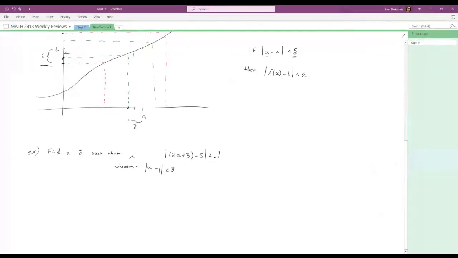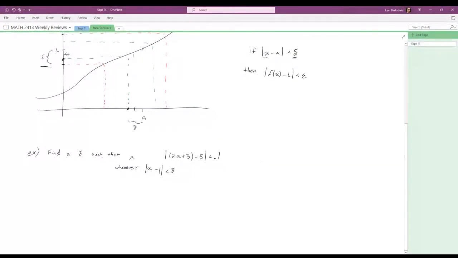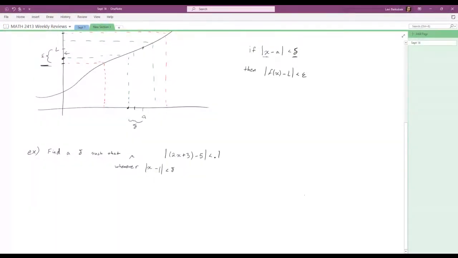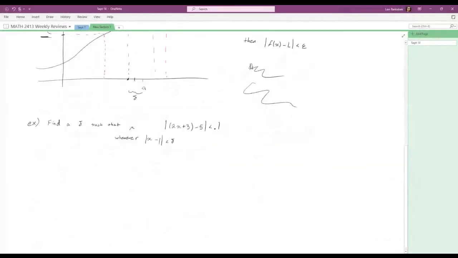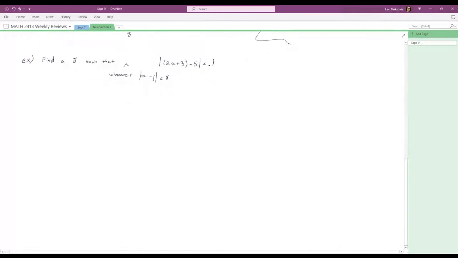Okay. So our example is to find a delta such that whenever the absolute value of x minus 1 is smaller than delta, then the absolute value of 2x plus 3 minus 5 is smaller than 0.1. So if we were to write our limit statement out for this problem... What is OneNote doing? Okay, all right, there we go.